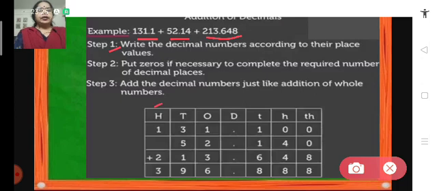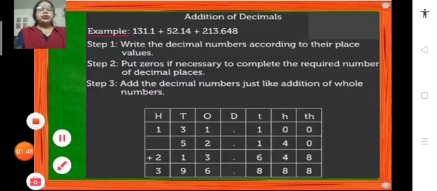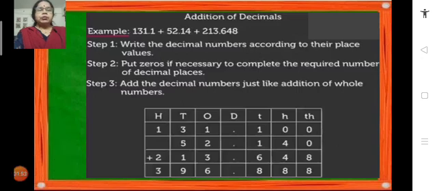That means hundreds, tens, ones, then come the decimal points. We should write the numbers in such a way that all the decimal points come one below the other. Then tenths, hundredths and thousandths. Then we should put zeros if necessary to complete the required number of decimal places.